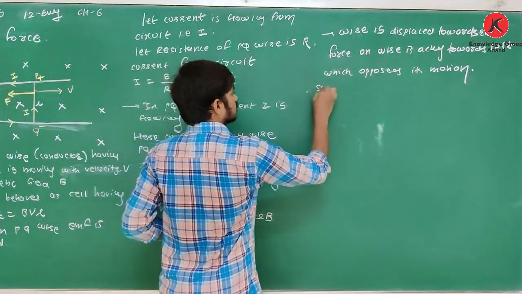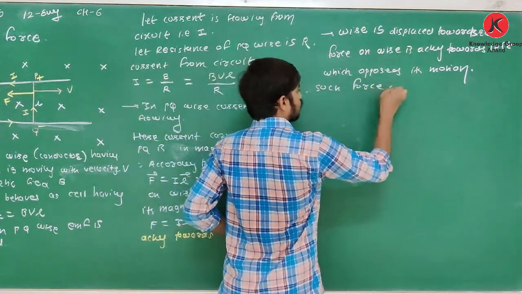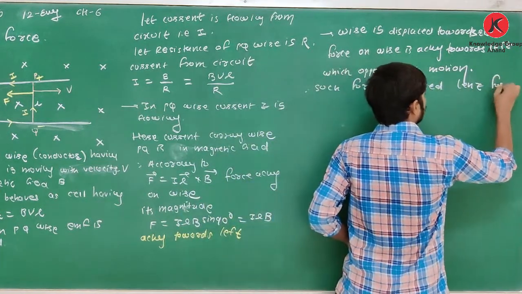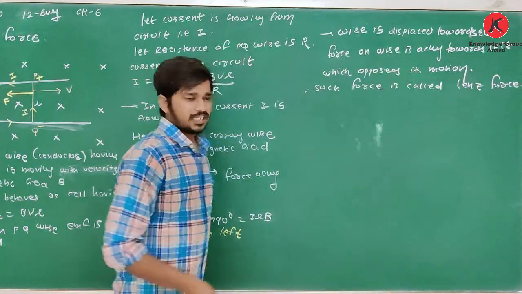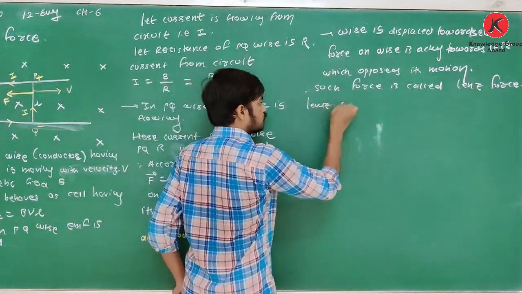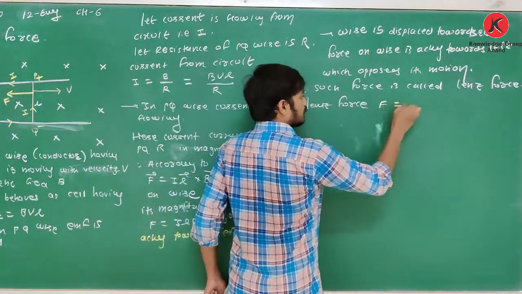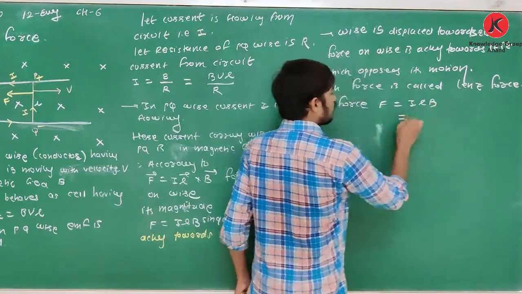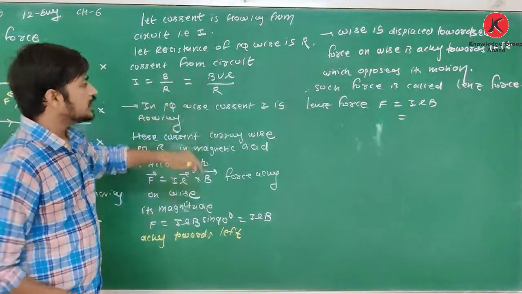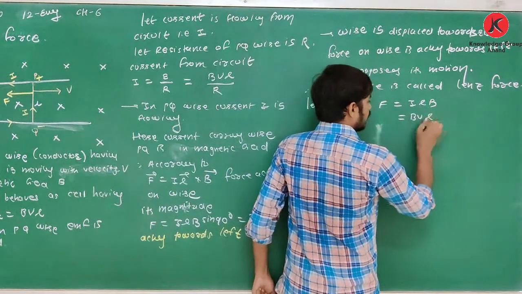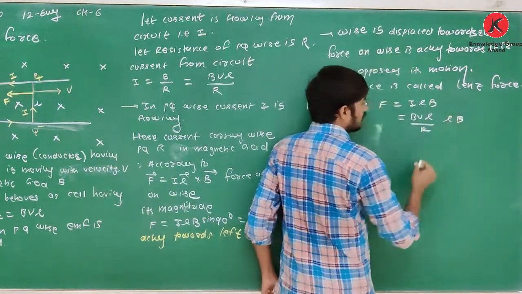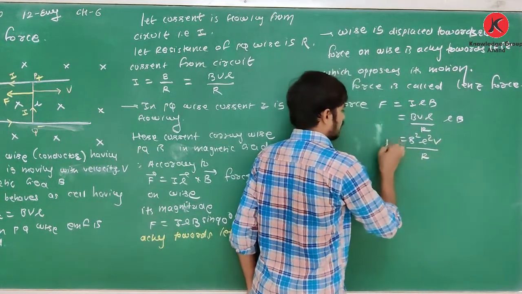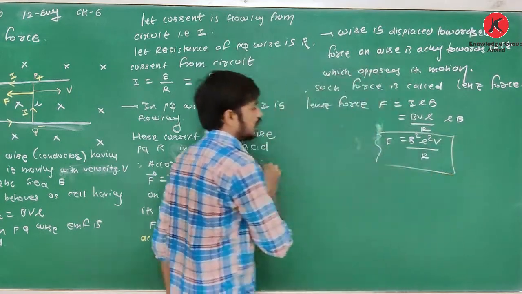So therefore such force is called Lenz force. So here Lenz force F is equal to I L B. Now we know the equation of I. Here it is B L V upon R, and here it is L. So here it is B square L square V upon R. Here it is the equation of Lenz force.